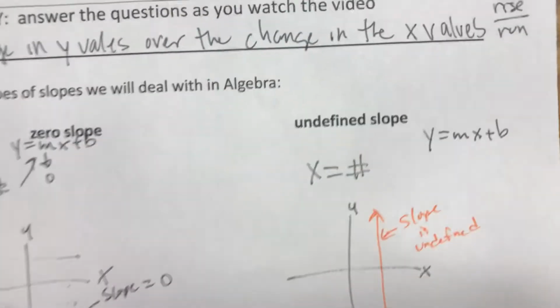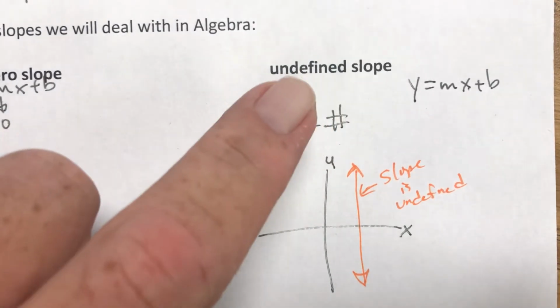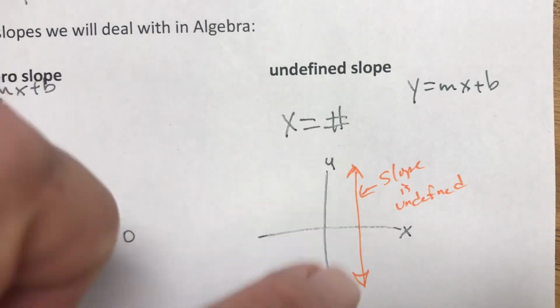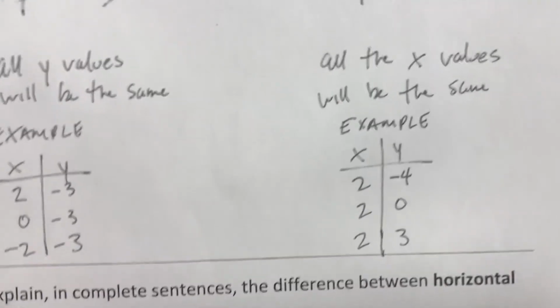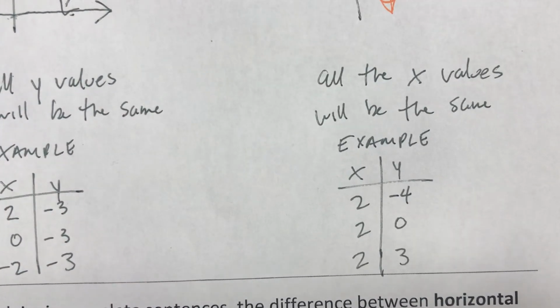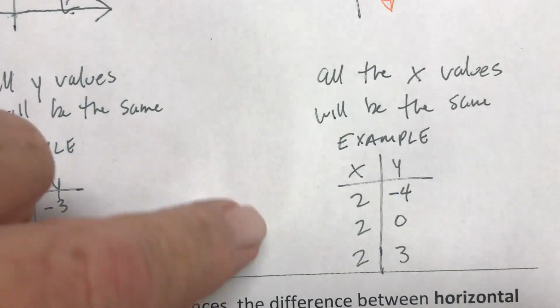So, recap, undefined slope is x equals a number. The slope's going straight up and down or vertically. And all of the x numbers, if we were to write it out in the table or ordered pairs or a mapping, are all going to be the same.